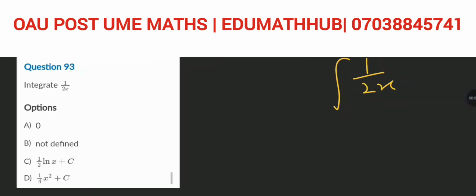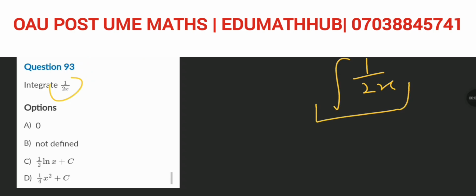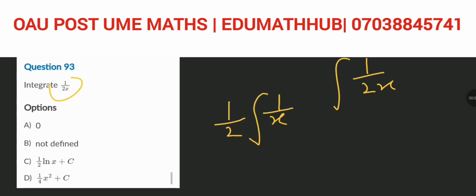For this next question, we have to integrate 1 over 2x. So let's quickly do it right here. This is the designation for integration. To solve this question, this half is a constant. You can bring it out of this expression. So when you bring it out, it will look like this. You have 1 over 2, this will be the integral sign, then this will be x.